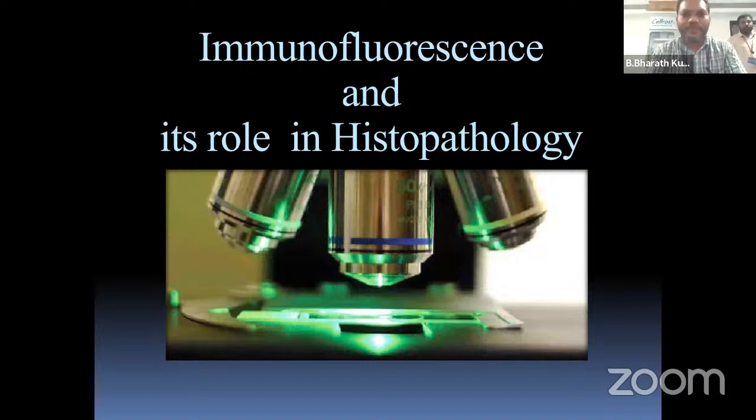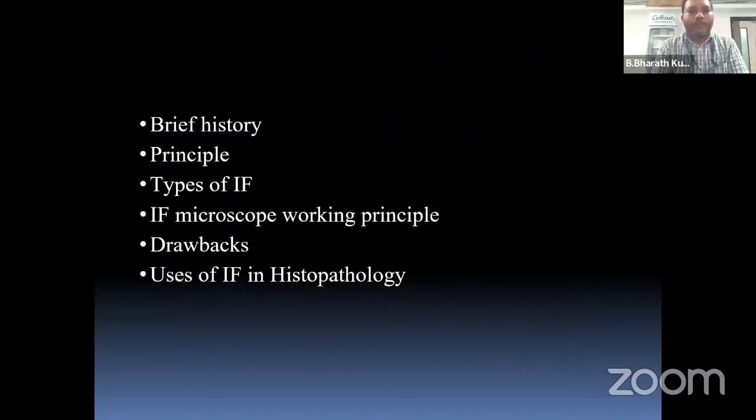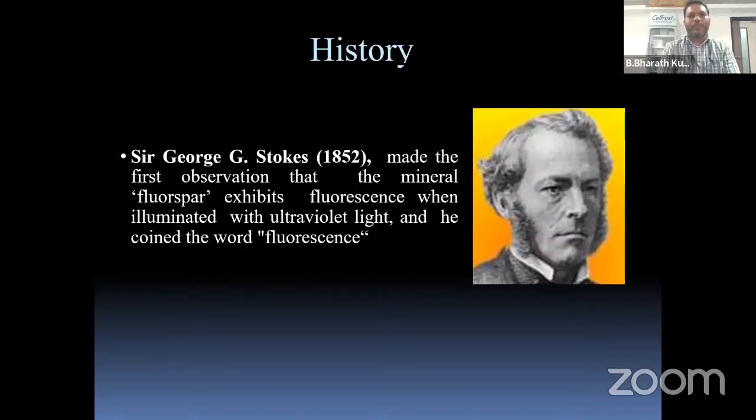Good afternoon, everyone. So today's webinar topic is immunofluorescence and its role in histopathology. So let's brief what we are covering: a brief history, principle of IF, types of IF, microscope working principle, drawbacks and use of IF in histopathology. So we go for history. Sir George G. Stokes in 1852 made the first observation that minerals exhibit fluorescence when illuminated with ultraviolet light, and he coined the word fluorescence.